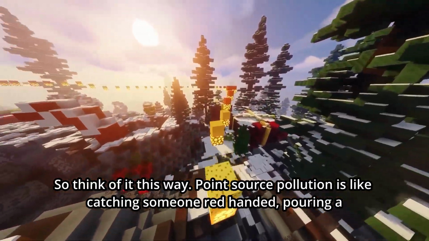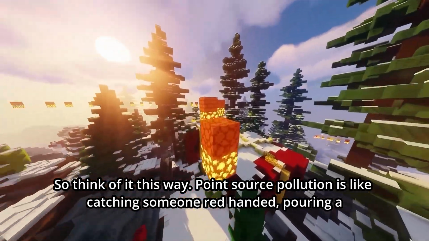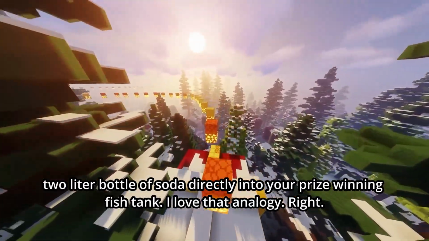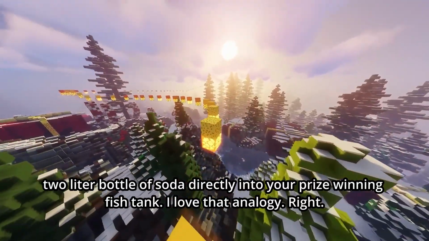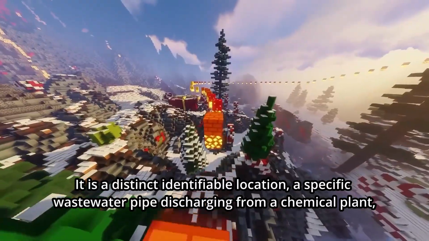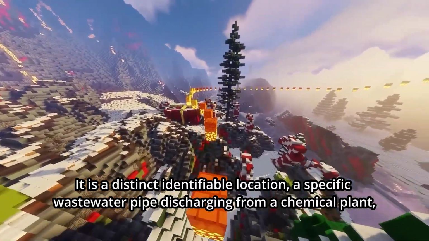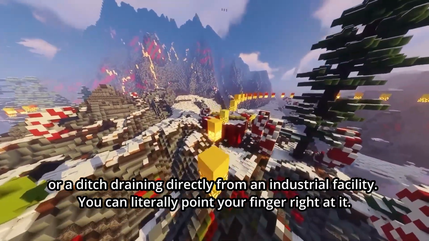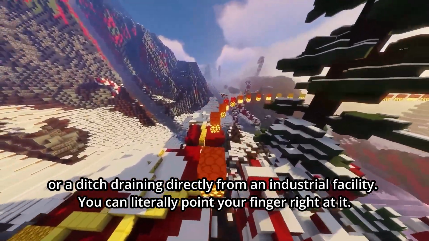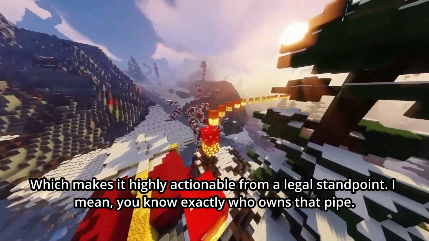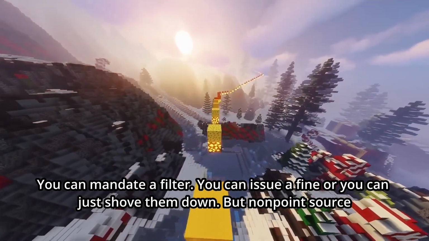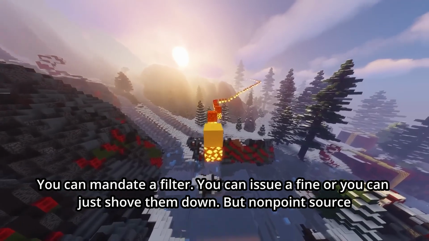So think of it this way. Point source pollution is like catching someone red-handed pouring a 2-liter bottle of soda directly into your prize-winning fish tank. It is a distinct, identifiable location, a specific wastewater pipe discharging from a chemical plant, or a ditch draining directly from an industrial facility. You can literally point your finger right at it. Which makes it highly actionable. From a legal standpoint, you know exactly who owns that pipe. You can mandate a filter, you can issue a fine, or you can just shut them down.